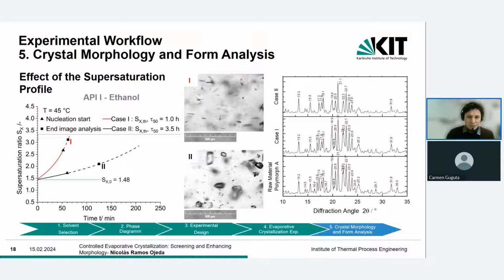Additionally, we took some steps to ensure that the observed change in crystal morphology was not attributed to the crystallization of another polymorph. As you can see, the X-ray diffraction spectrum corresponds closely to that of the stable polymorph A, which is also our raw material. These verifications provide confidence that the alterations in crystal morphology are indeed attributed to the manipulation of the supersaturation profile.